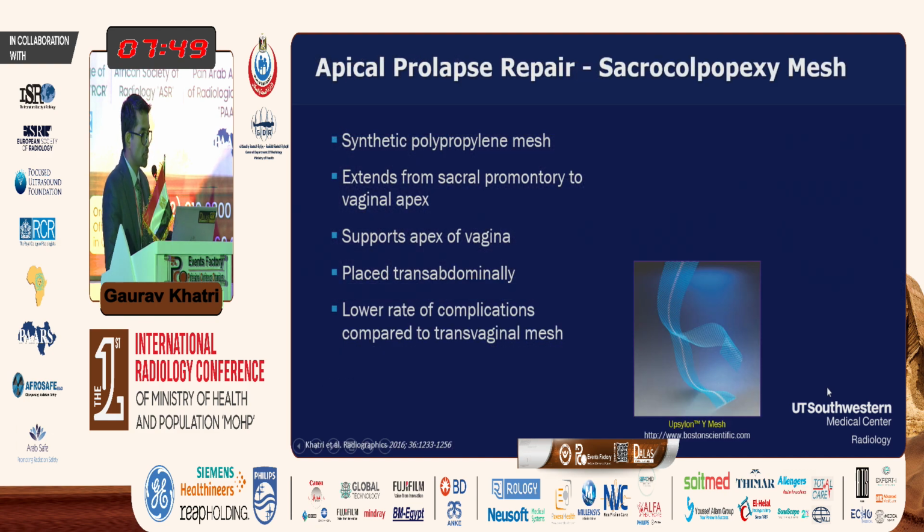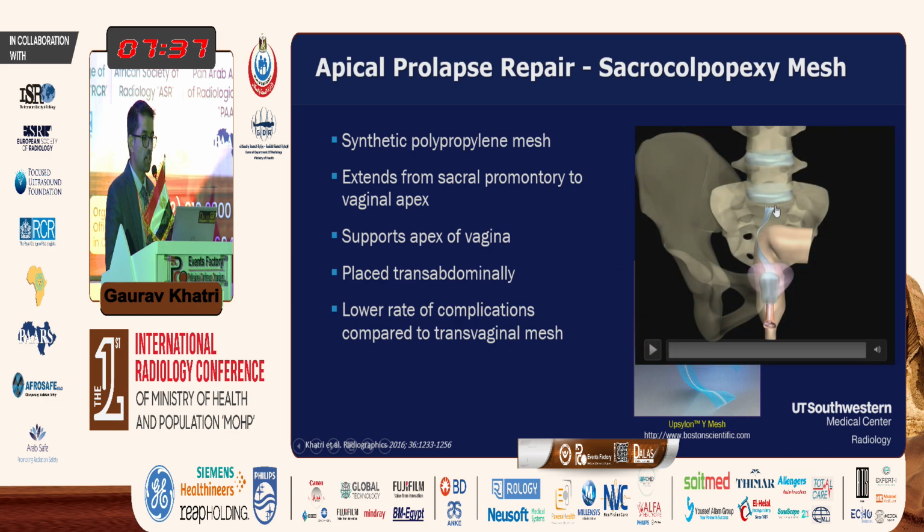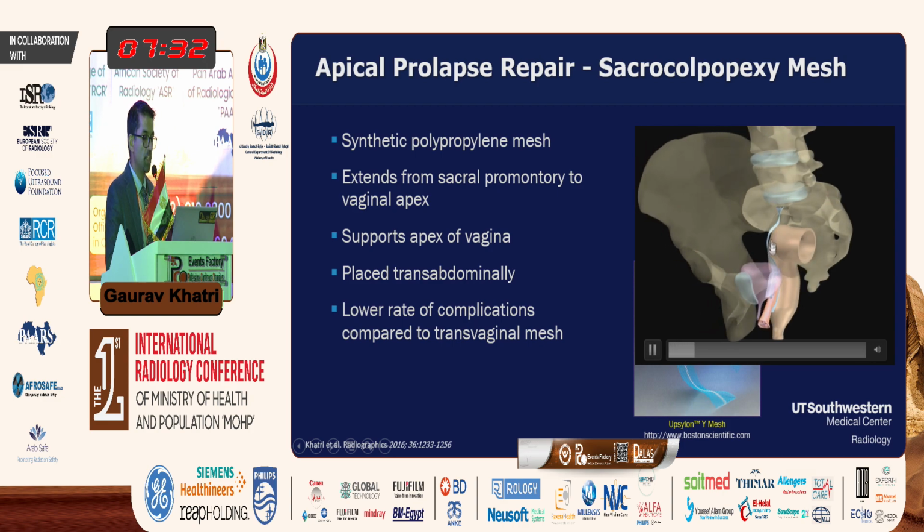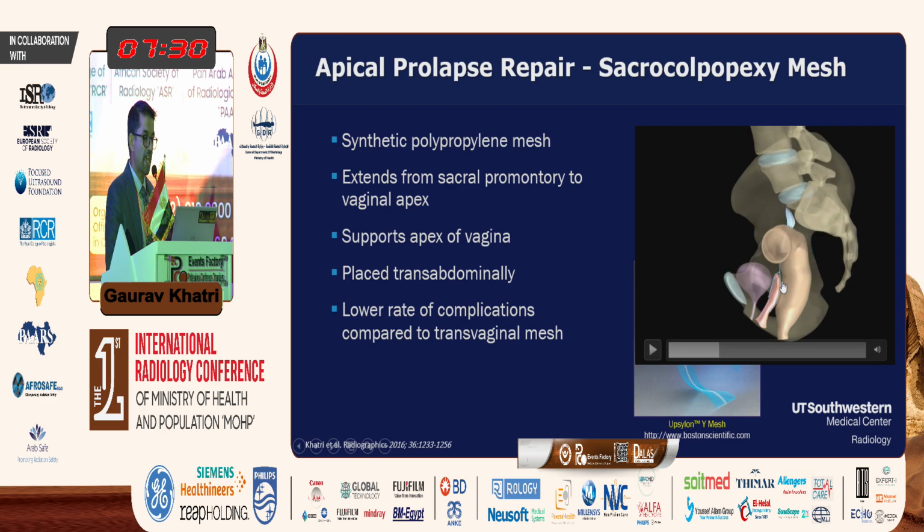Okay. Moving on to mesh sacrocolpopexy. This is also similar polypropylene mesh. The difference is this is placed transabdominally. So the rate of complications is lower. The way this is placed, it's placed from the sacral promontory to the vaginal apex. You can see it's going from the promontory to the vaginal apex. It typically has this extension along the anterior vaginal wall and posterior vaginal wall, and it goes to the sacral promontory. So because of this, it's able to hold up the apex of the vagina as a repair for apical prolapse.